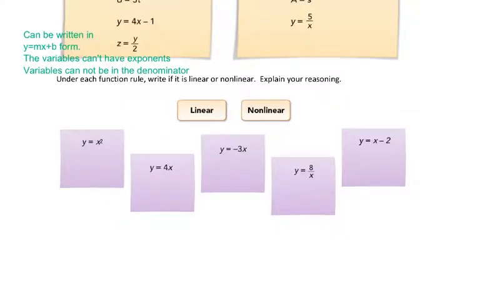Alright, now we are asked to determine if each one is linear or nonlinear and explain the reasoning. So the first one, if we look at the rules that we just wrote down, it breaks the rule. It says variables can't have exponents, but right here, the variable x has an exponent of 2. So this is non-linear. And the reason is variables can't have exponents.